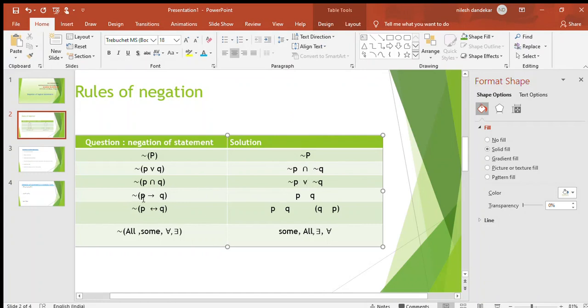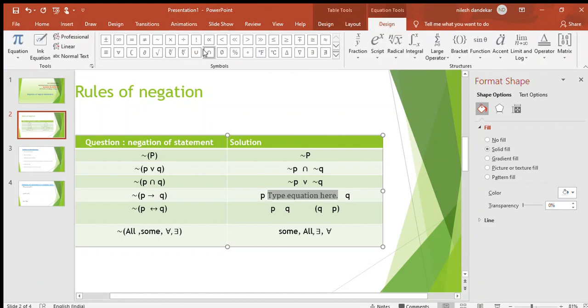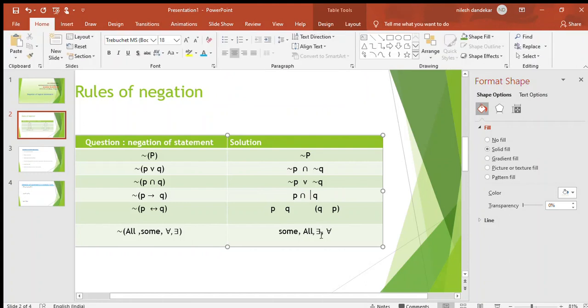Now, negation of an arrow or implication. Keep the first part as it is. In the place of the arrow, place and. Then take the negation of the second part. So for if then, keep the first statement as it is, on the place of then write and, and do the opposite of the other.